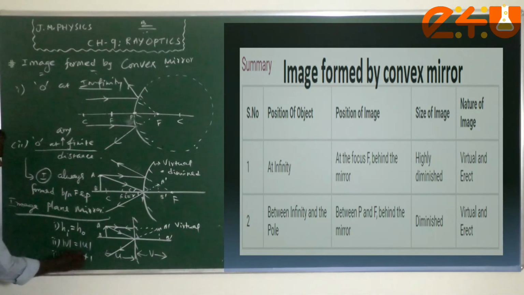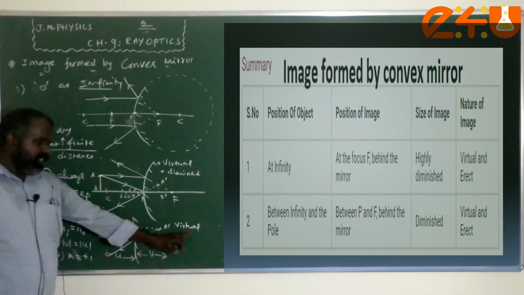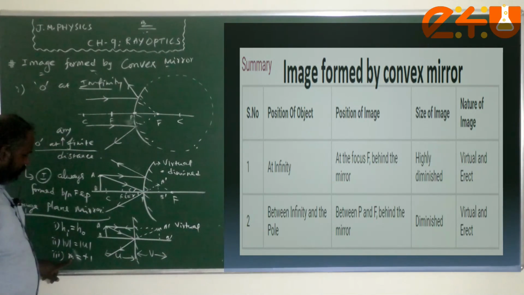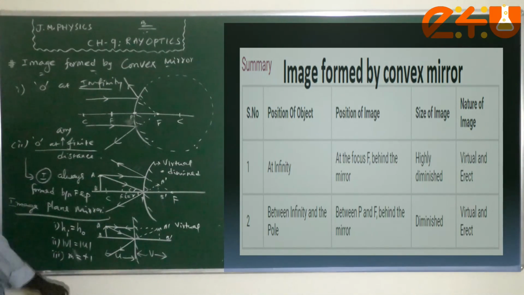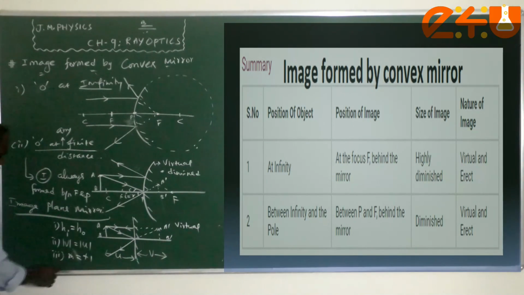+1. Because M is equal to V by U, no? They are the same in magnitude, so we will get +1. Since it is a virtual image, the sign of the magnification is positive. Real means negative will come. Okay children. And since V is equal to U, we can say that the focal length of this plane mirror will be what, children? The fourth property I can write here: the focal length of the plane mirror is infinity.